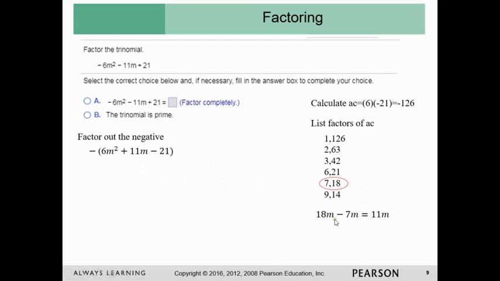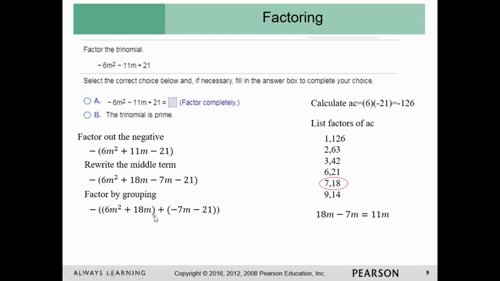And the one thing I always do is rewrite the middle term, what's going to happen with the middle term. Because remember, eventually we're going to rewrite that middle term, 11m, in terms of those two factors that we determined from AC. That's what we do next. We rewrite the middle term: 6m squared plus 18m minus 7m minus 21. We rewrote the middle term using the factors we determined.